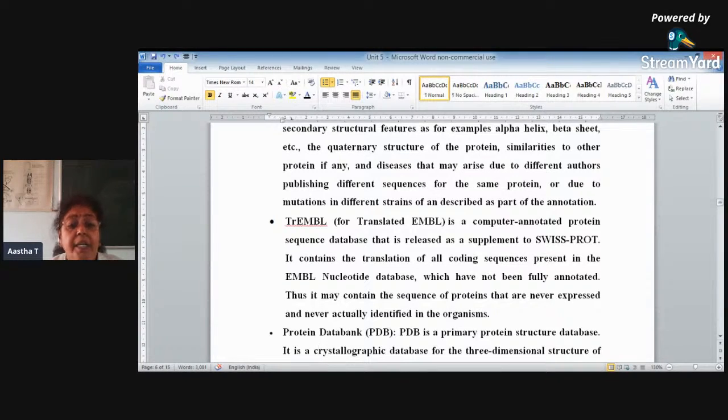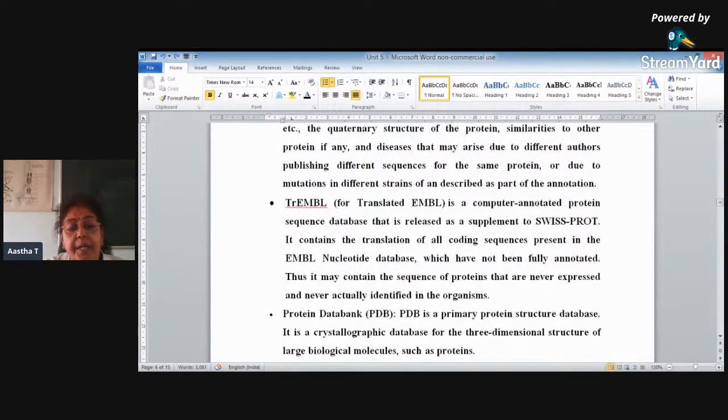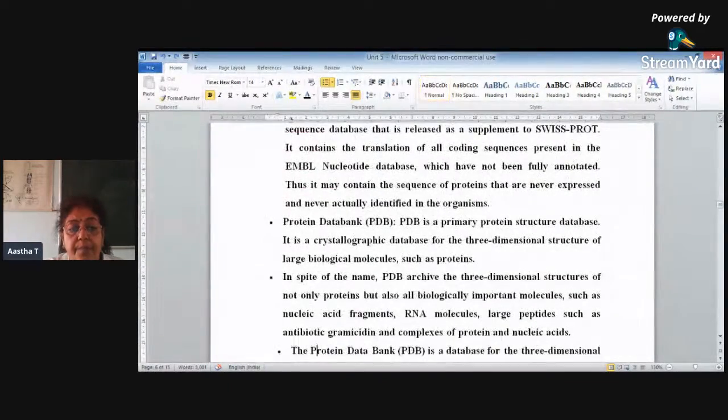So it may contain sequence of proteins that have never been expressed and identified in organisms. So TrEMBL will include everything, including sequence of nucleotides involved in the sequence of proteins. In addition to that, sequence of nucleotides which is never expressed, or we do not know what type of protein it has been involved in, but it has been identified in organisms.